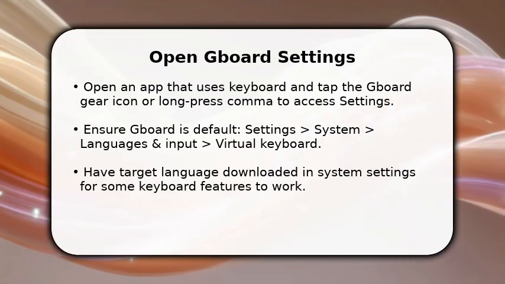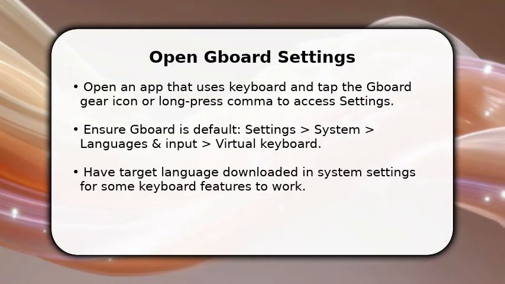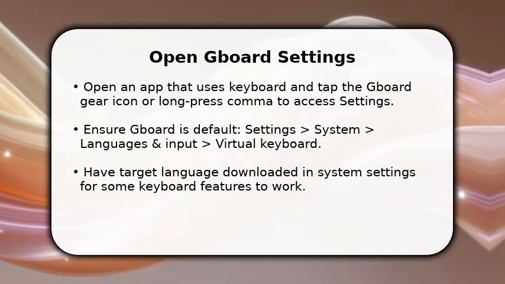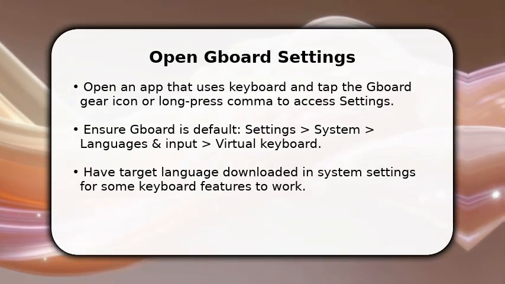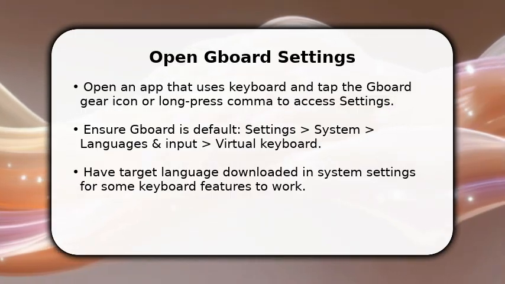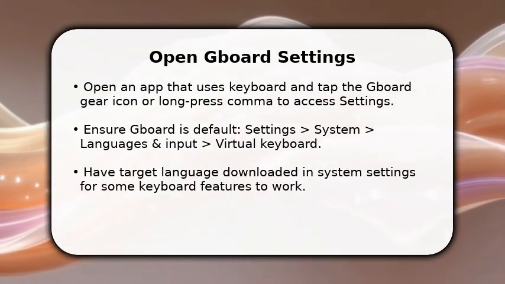You'll start inside Gboard settings, so open any app and bring up the keyboard. Tap the gear icon or long press the comma to enter settings now. If Gboard isn't the default, go to System, Languages and Input, Virtual Keyboard, and set Gboard as default before continuing.